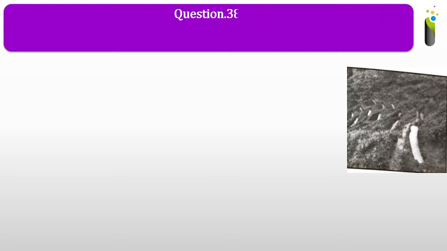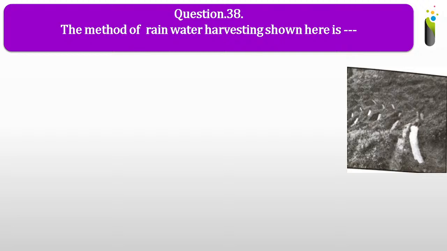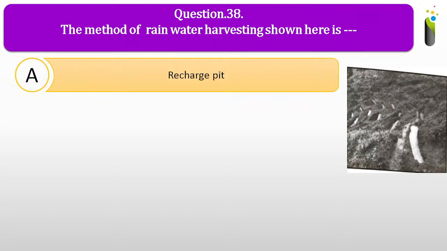Now question number 38. The method of rainwater harvesting shown here is dash. I know the picture is really not of good quality, but I want you to know because your paper may also have such kinds of images. So I have taken it as it is purely for the purpose of training you.